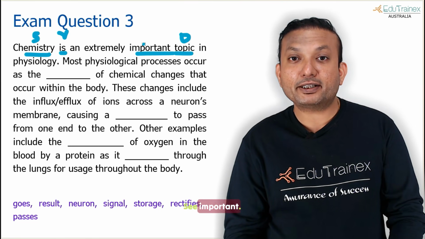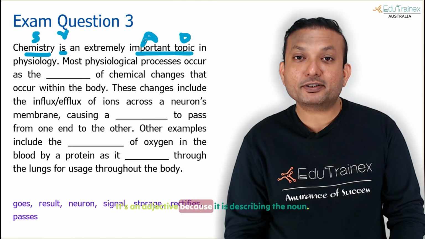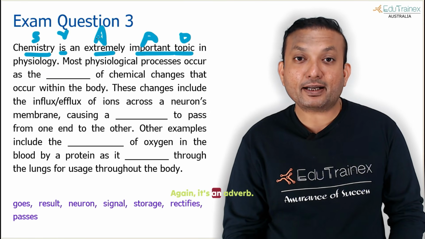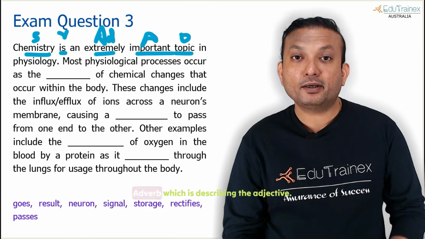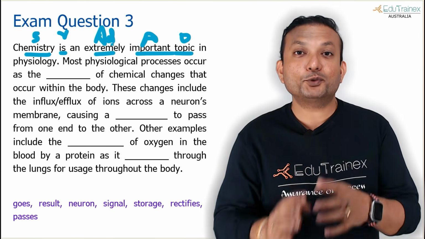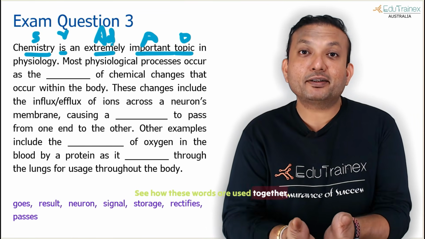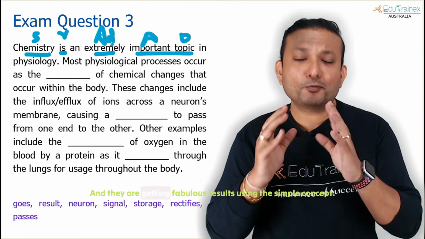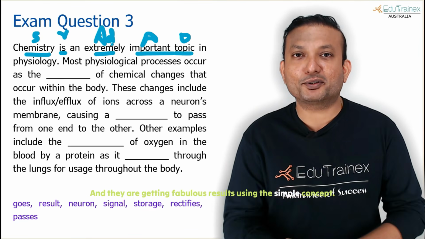What are these words dangling in the middle? See, important. It's an adjective because it is describing the noun. What is this word? Extremely. Again, it's an adverb. Adverb which is describing the adjective. See how these words are used together, and that's how we have been teaching our students even in writing, and they are getting fabulous results using the simple concept.